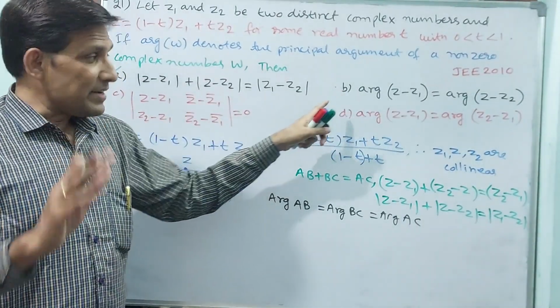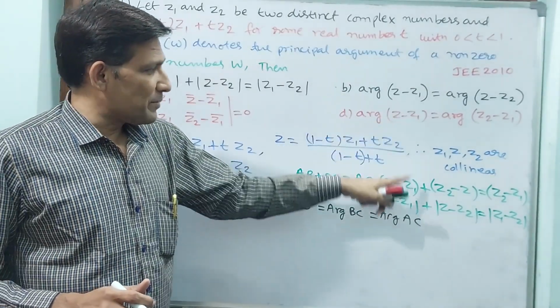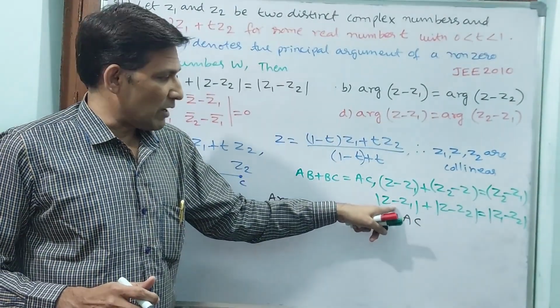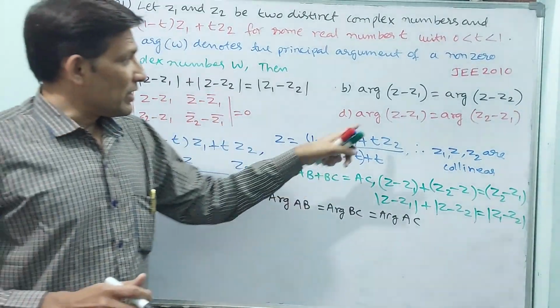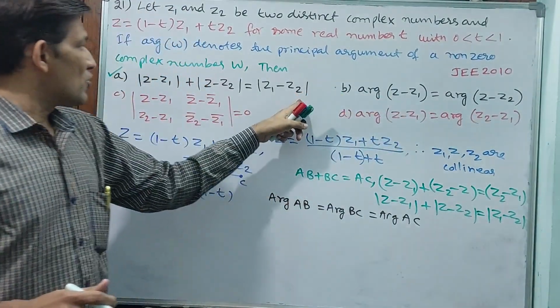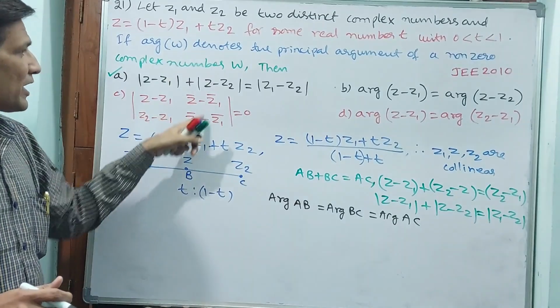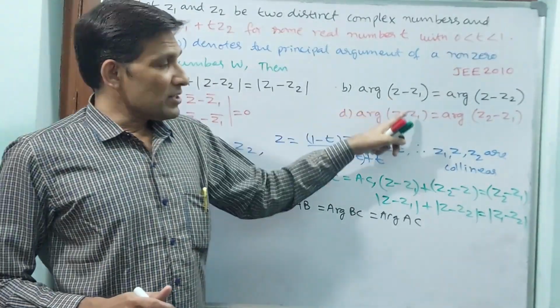These two are there. Wait, carefully. Why? Because here they have not kept modulus. Here we have kept modulus, that is why the answer has come. But here modulus is not there. Here modulus is there. Actually, this is a determinant. But here modulus is not there.